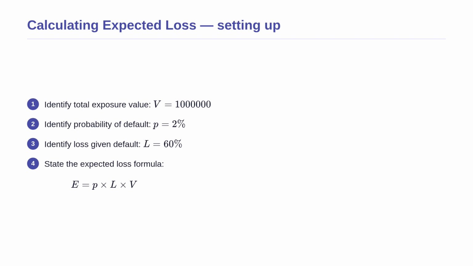To quantify this exact dollar amount of risk, we will use our expected loss formula, which combines probability, loss severity, and total exposure. We start by writing down the standard equation. E equals P times L times V.